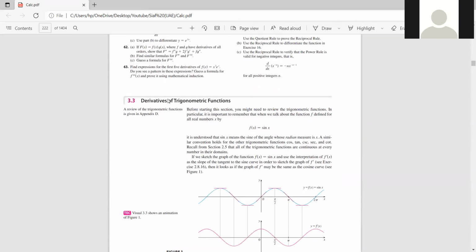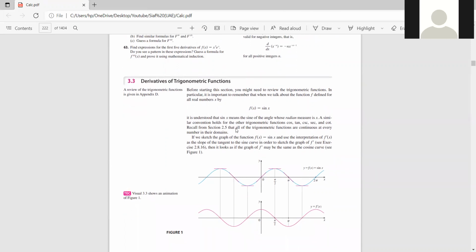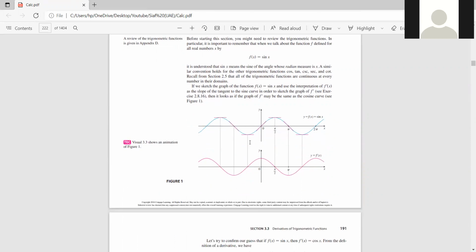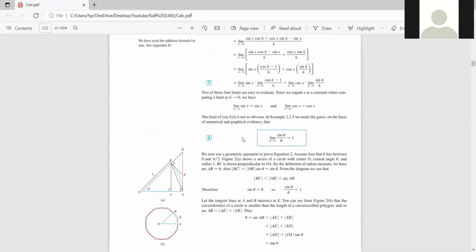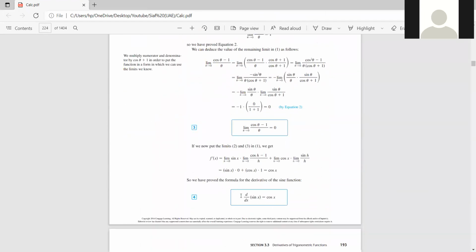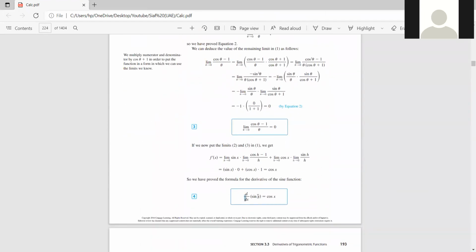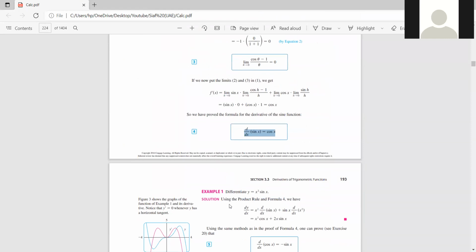Now we have to find the derivatives of trigonometric functions. The trigonometric functions are sine, cosine, sec, cosec, tangent, cot. So all are trigonometric functions. If we are given trigonometric functions along with the exponential function, how will we differentiate? The first trigonometric function is sine x. When we differentiate sine x, its derivative will be cos x.